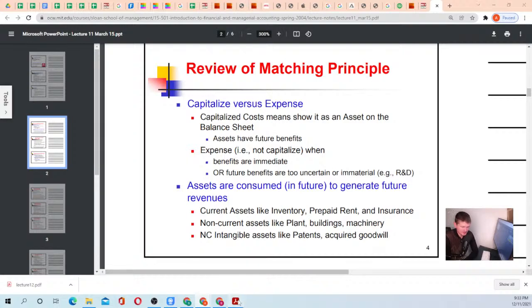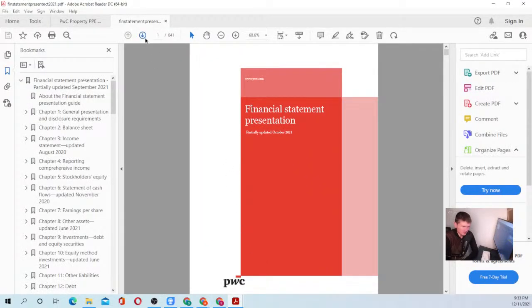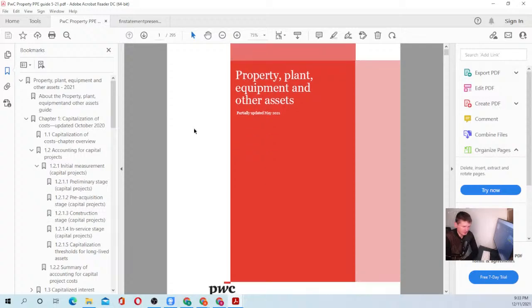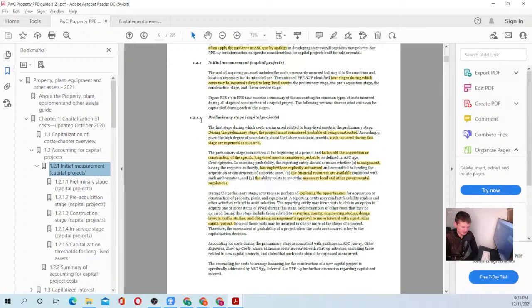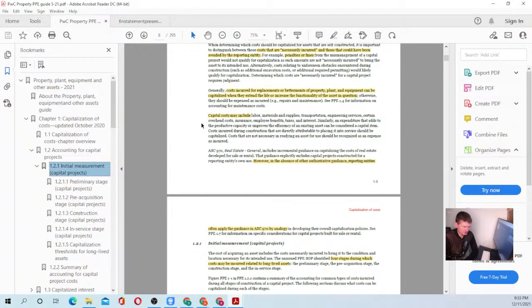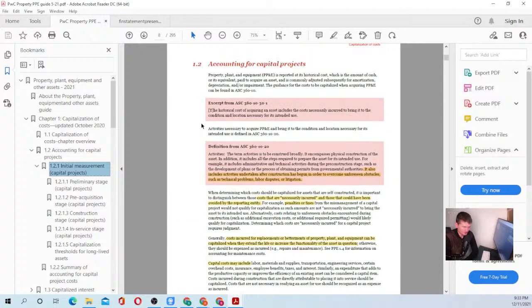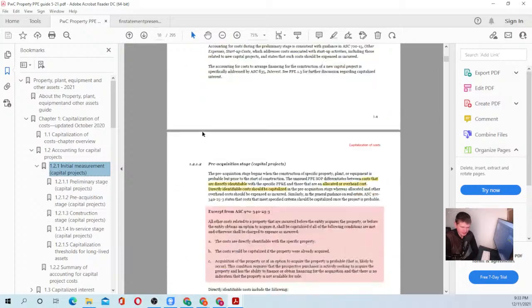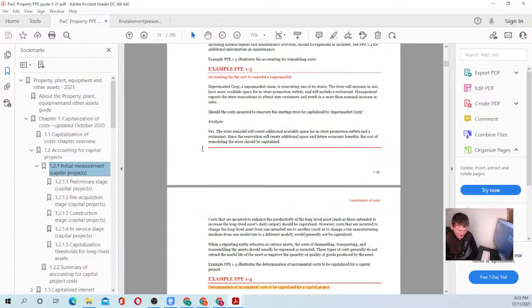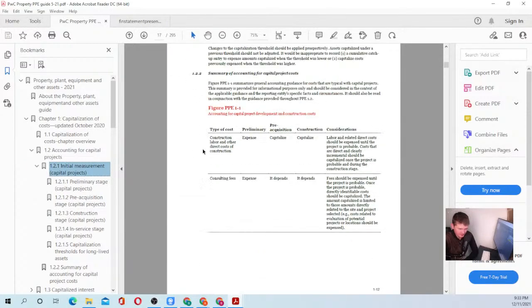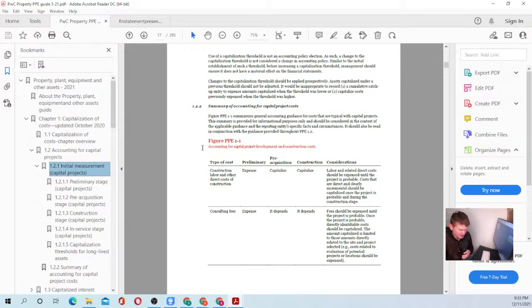And that's where property, plant and equipment guidance comes in, and it has a pretty detailed description. So depending on the type of your project and depending on the phase of your capital project, different accounts can be capitalized or expensed. The guidance has a pretty good summary here.